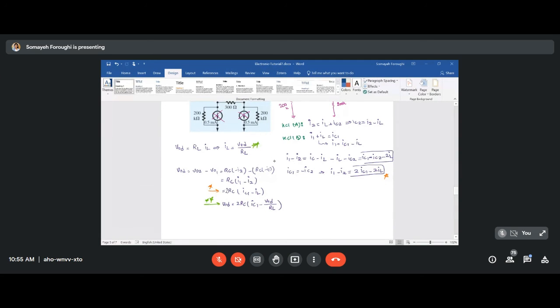You have VOD on the left side and another VOD on the right side. Let us bring it together. And finally, if you do some rearrangements, you will have VOD. If you factor out VOD from both, you will have 1 plus 2RC over RL. On the other side, you will have only 2 times RC IC1.